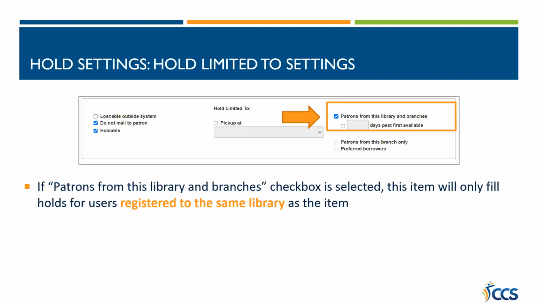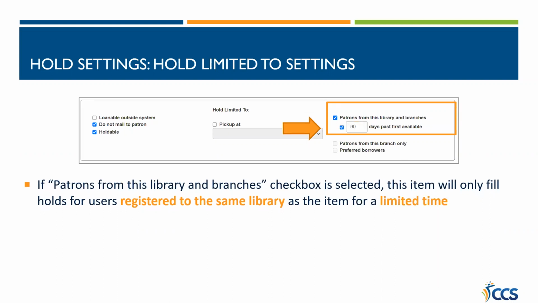Additionally, there is kind of like a subsetting here: the days past first available checkbox. If the days past first available checkbox is selected, this tells us that the item will be limited to local patrons, but only for just a limited time, just for a set amount of time. And you'll typically see this setting with new items, right? Once the item is released, it will only be limited to those local patrons just for a certain period, and then it will open up and fill anyone's holds.